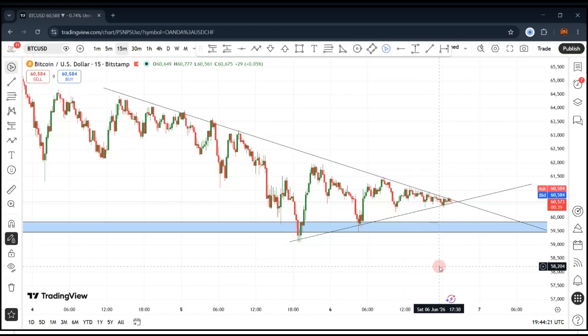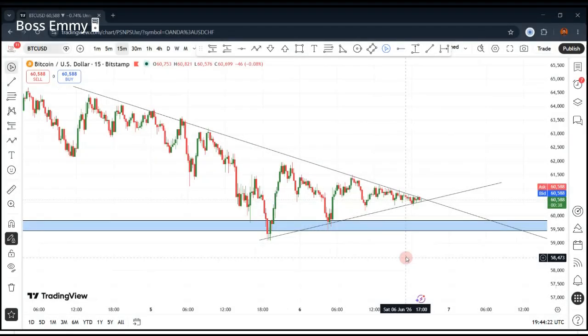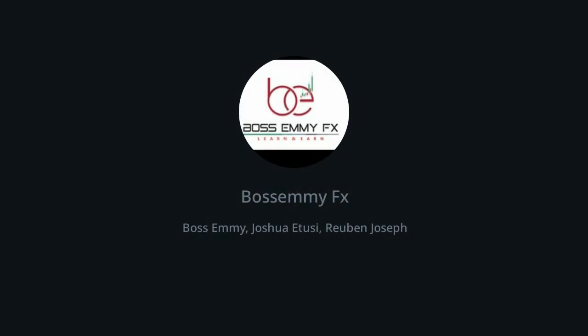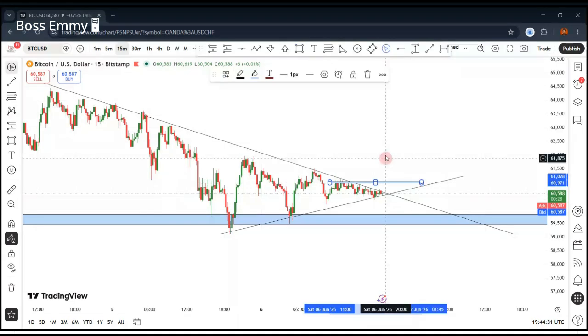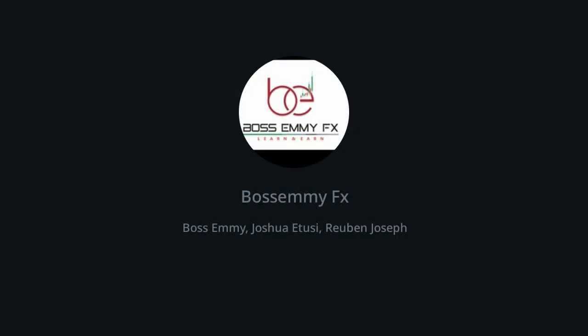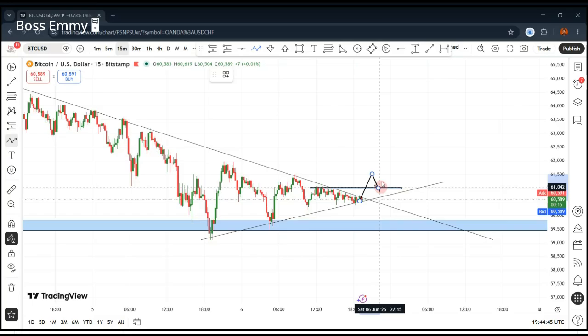So what I'm trying to say in essence is that what you need to do is just to identify this major zone here. After identifying this zone, you wait for the market. If the market is able to break out from this zone and retest it, then we are going to be taking a buy to the upside. It's as simple as that.